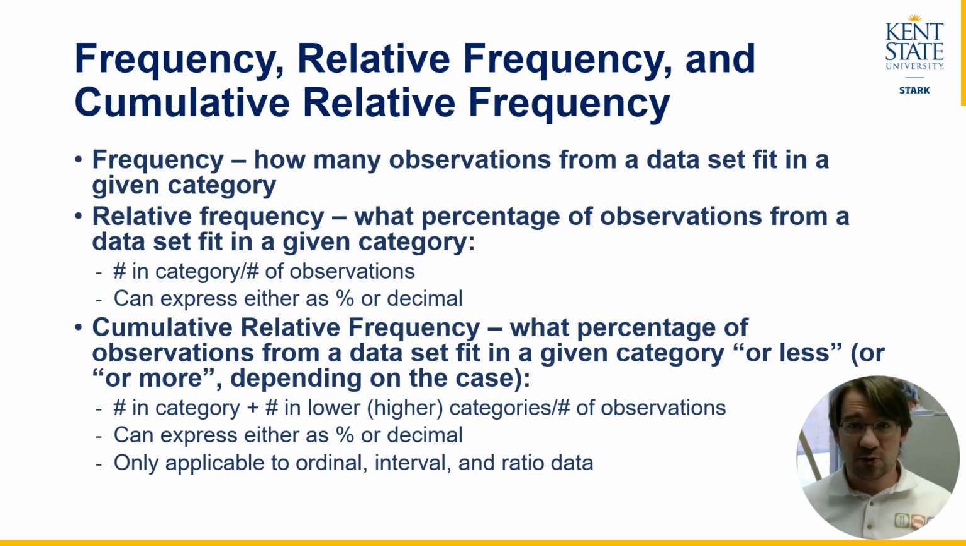Cumulative relative frequency, or CRF for short, is the percentage of observations that fit into that category plus all categories of lower value, or if you prefer, all categories of higher value. You can calculate CRF in either direction as long as you're clear. Remember, CRF requires at least an ordinal level of measurement. You need to be able to order your data meaningfully, which only ordinal, interval, and ratio data can do. So for red Starburst, sorry, there is no CRF.